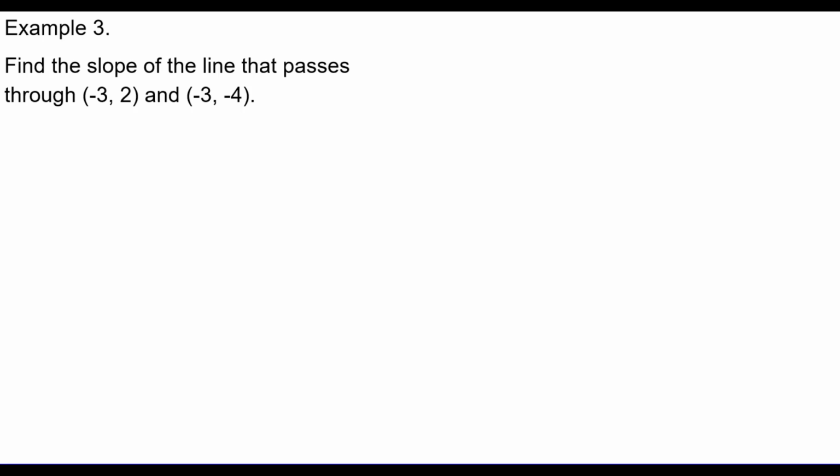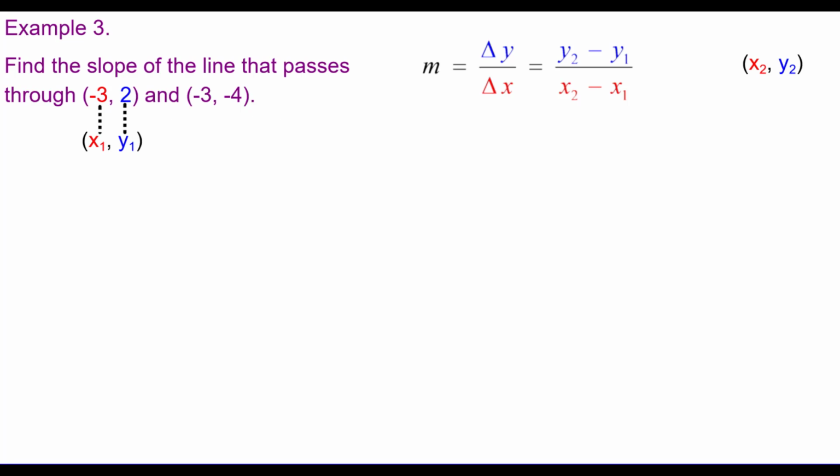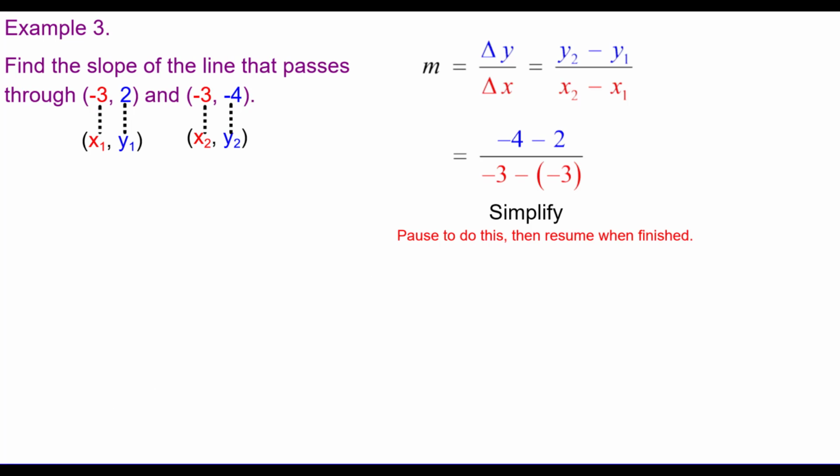Example 3, find the slope of the line that passes through these 2 points. Again, what we'd like you to do is assign and substitute. Pause to do this and resume when you're finished. So here's what we assigned for x1 and y1, x2 and y2. Now we substituted, we got -4 minus 2, -3 minus a -3. Go ahead and simplify that. Press pause and resume when you're finished.